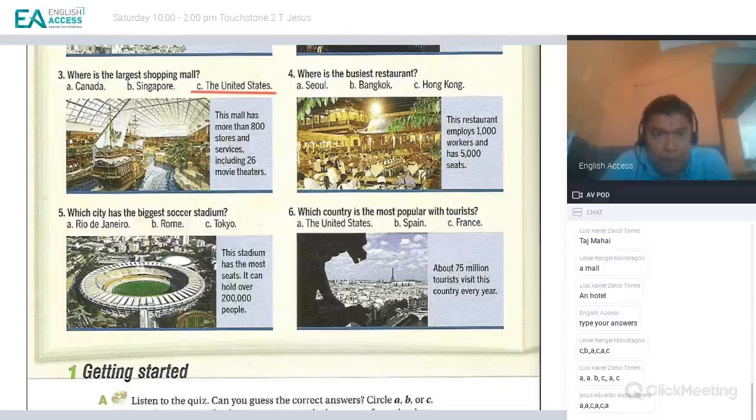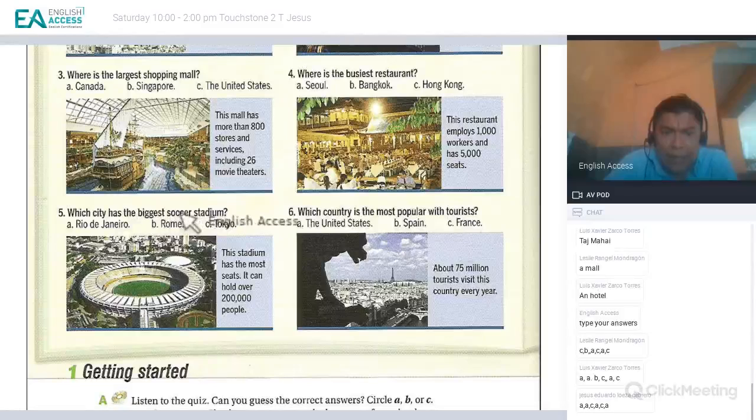Who had C? But maybe different because you know these things change all the time. Number four, where is the busiest restaurant? A, Seoul, C, Hong Kong. I think the A in Seoul. It's actually Seoul. It used to be in Bangkok, but it changed. Now it's a different city.